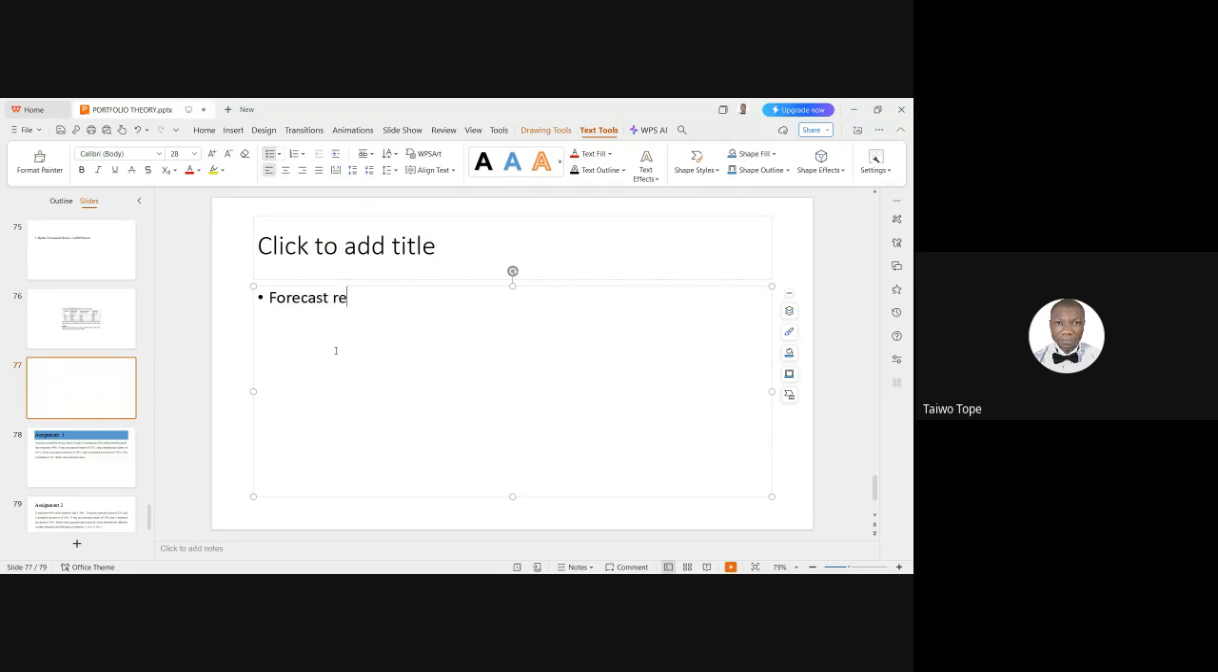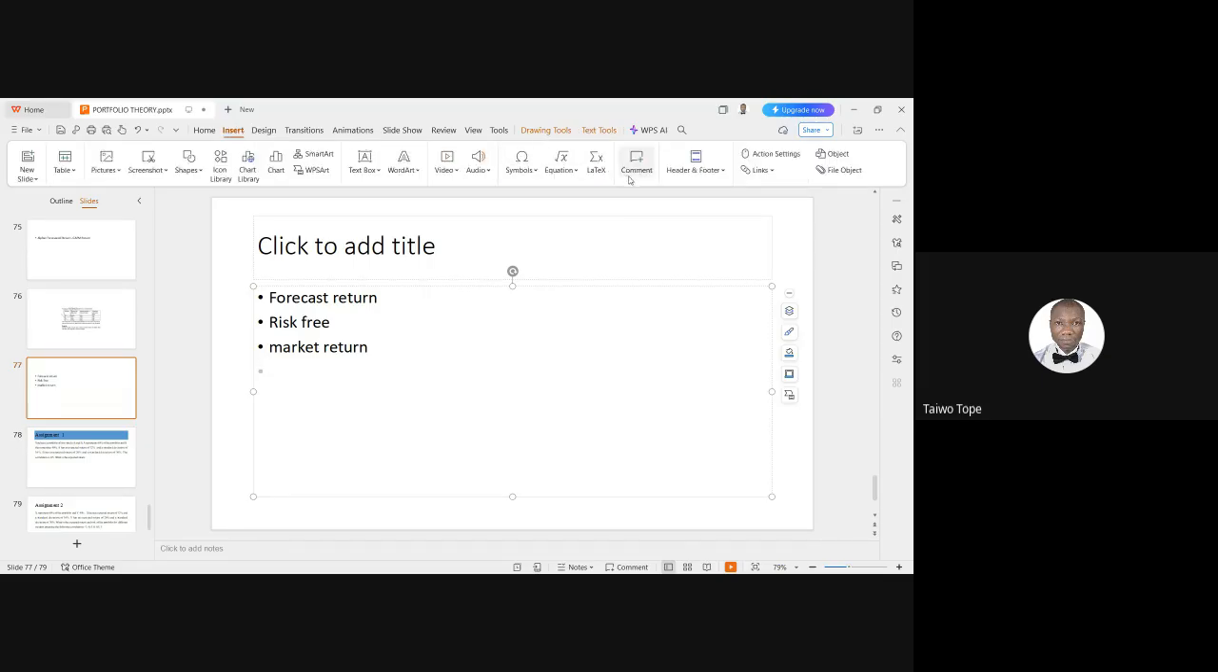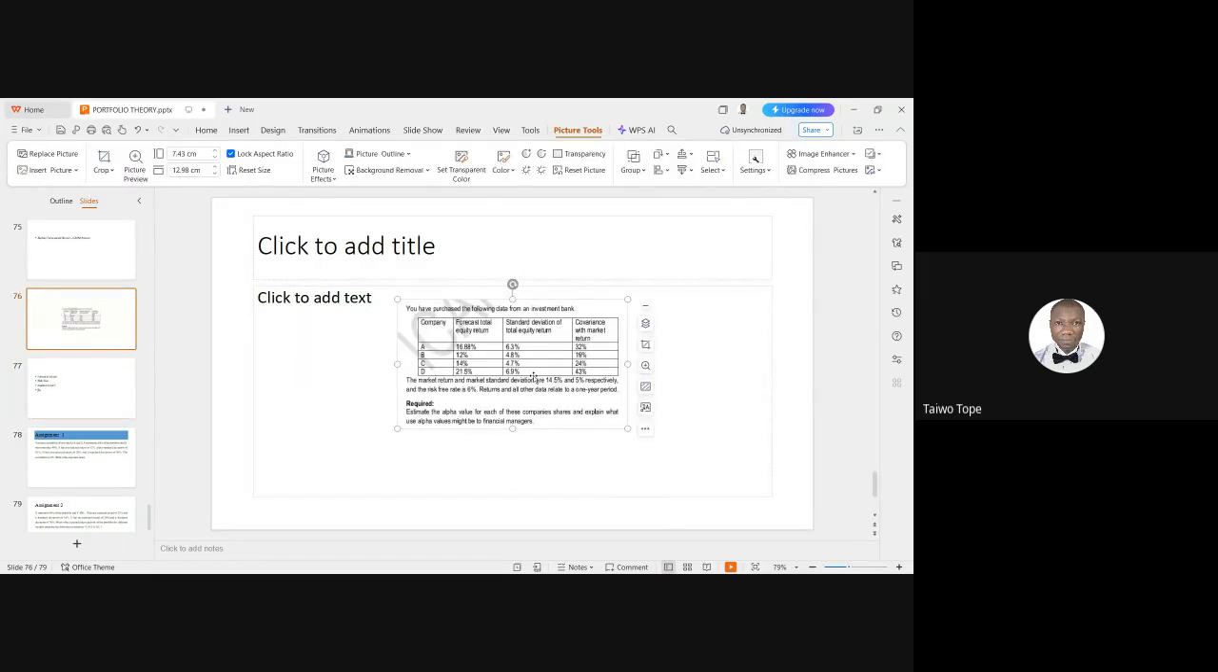Forecast return. We need our risk-free. We need market return. We need what? We need our beta. Where is our beta now? Now, how do you get beta? That is the major issue in this question, because from the question, we don't have beta. There is no story about beta. That is where the working is. How do you get beta?